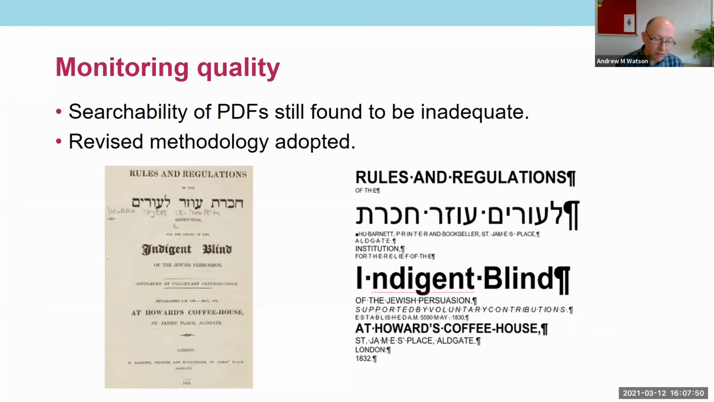So once the transcriptions had been corrected, they were checked to monitor quality. Unfortunately, the searchability of some of the PDFs was still found to be inadequate, and initial testing showed that many of the manual corrections were not discoverable in the PDF text. And in addition, sections of the text which had already appeared to be correct in the transcriptions were also failing to be discovered in the completed PDFs.